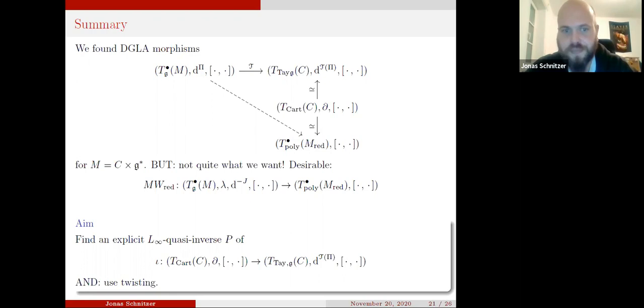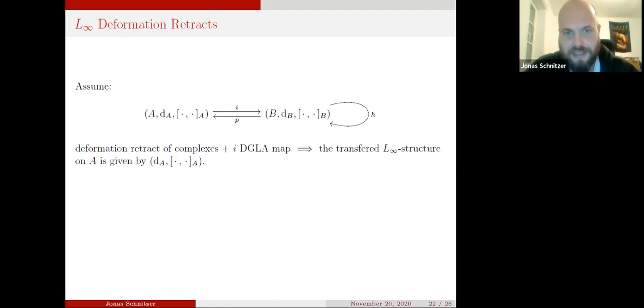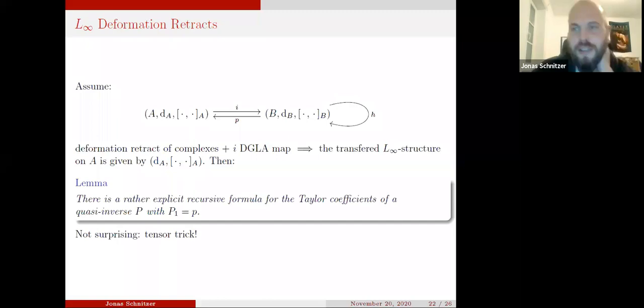Okay. So there is a funny way to see this. If you have a deformation retract of complexes, these are both DGLA, sorry, I forgot to write it down, plus the map I is a DGLA map, then, just for experts, this implication arrow doesn't mean anything, it says that the transferred L infinity structure on A is given by the original L infinity structure. Okay, transferred is referring to the homotopy transfer theorem. If you never heard of it, just ignore it. But there is a lemma, there is a rather explicit recursive formula for the Taylor coefficients of the quasi inverse. I will not write it down because it's explicit but ugly. This you have to imagine.